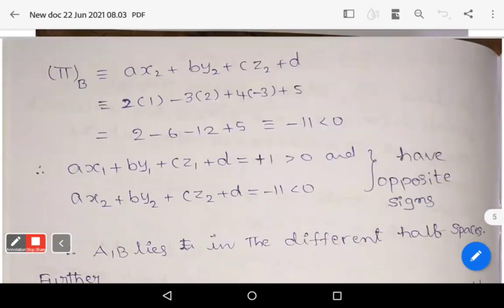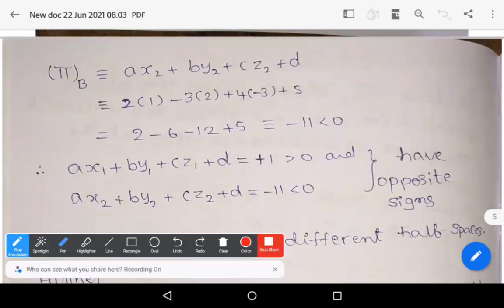Similarly, calculate pi B. Pi B is ax2 plus by2 plus cz2 plus d. A, B, C and D are taken from the plane, and x2, y2, z2 are taken from the point B. Substitute 2 into 1, minus 3 into 2, 4 into minus 3, plus 5. By simplifying, we get minus 11.